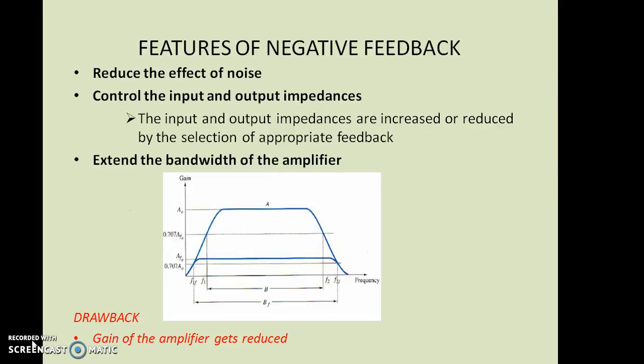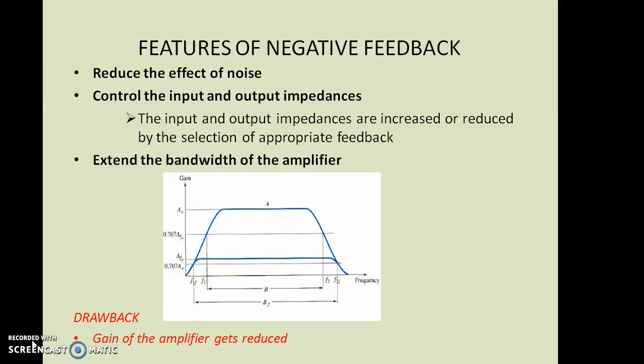Next feature is it reduces the effect of noise. Next, it controls the input and output impedance. That means the input and output impedances are increased or reduced by the selection of the appropriate amplifier. Last feature is it extends the bandwidth of the amplifier.